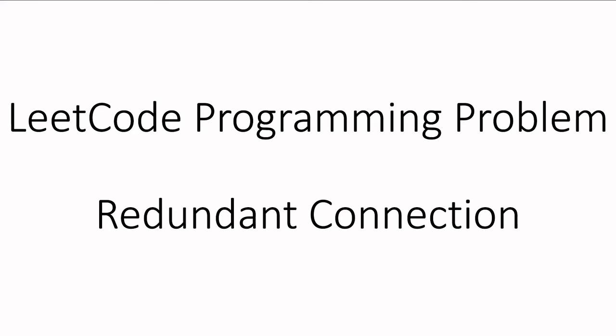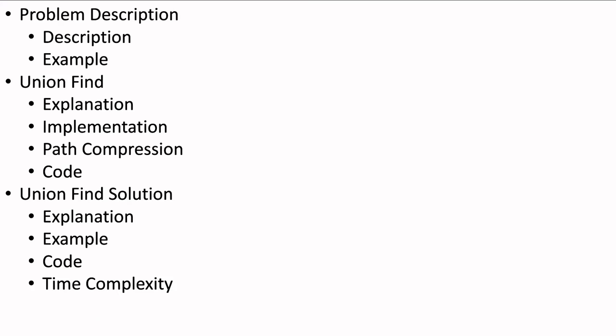Hello, today I'm going to look at how to solve the LeetCode problem Redundant Connection. First we're going to look at a problem description and give an example. Then we're going to look at the union find data structure, how to implement it, what is path compression, and finally the code for it. Then we're going to look at the union find solution to the problem, give an example, give the code, and discuss the time complexity.